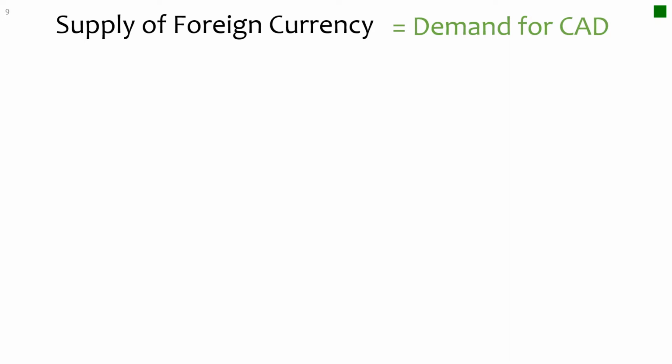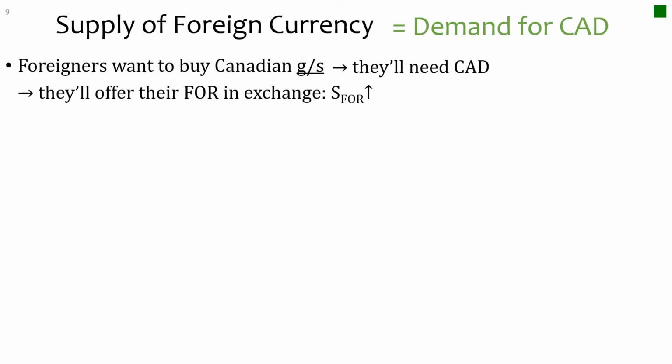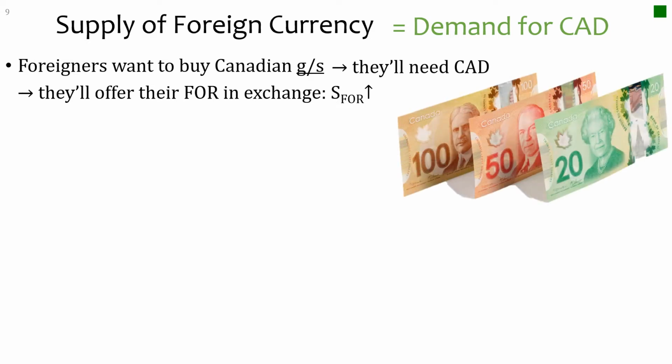There's an exchange. So one source of supply for foreign currency is if the foreigners want to buy Canadian goods and services. If they want to buy our goods and services, what kind of currency do they need? They're going to need Canadian dollars, right? How do they get Canadian dollars? They'll offer their foreign currency, their own currency, in exchange. That's why the supply of foreign currency is going to increase. All right. So in this case, you would shift the supply curve to the right because it's an increase of the supply of foreign currency.